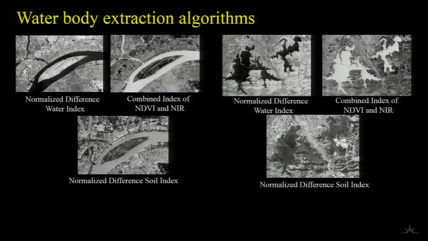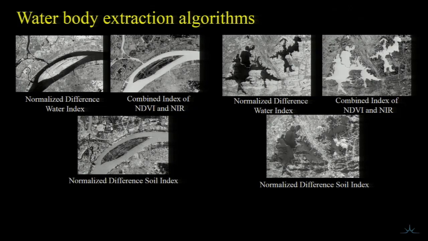Here are the results from the three different water indices. So we have two study regions. For the NDWI, the color of water is more black, and then the CIWI, which is the combined index of NDVI and NRR, the water has more of a white color, and then the NDSI, where we cannot judge where the water is, but however it can provide some information that human eyes cannot catch.